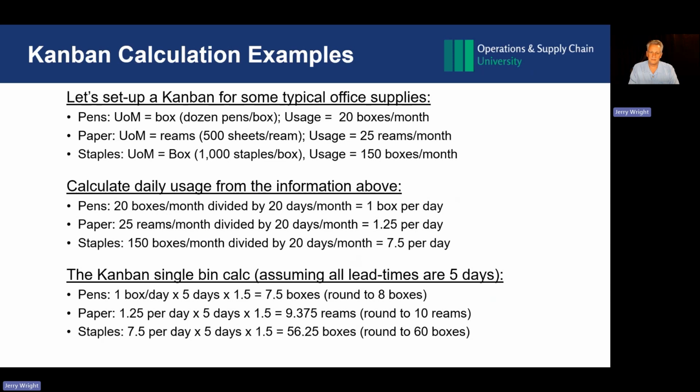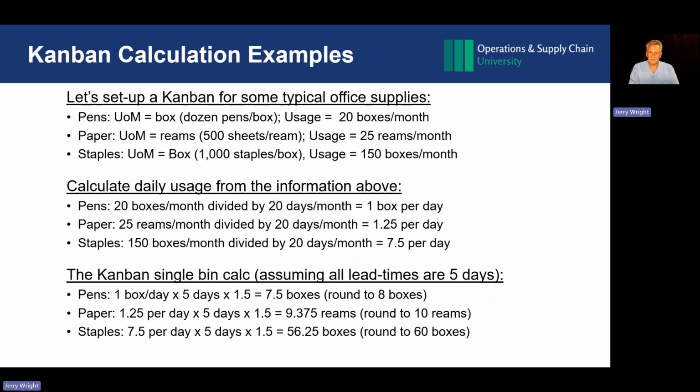Staples, 7.5 times 5 times 1.5, 56.25 boxes. I might as well round up. I could round up to 57, but I'm just going to go to 60 to make it easy. Remember, it'll self-manage because we've got our buffers in place. So that's how you calculate Kanban. What you're calculating for depends on what you're dealing with, but again, these are very simple, straightforward calculations.